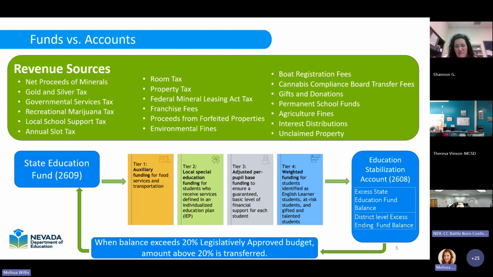So the state education fund is like the big warehouse for disbursements, for revenues received, but it's also made up of another account, and that's the education stabilization account. So here's a flow chart putting those pieces together in a visual.